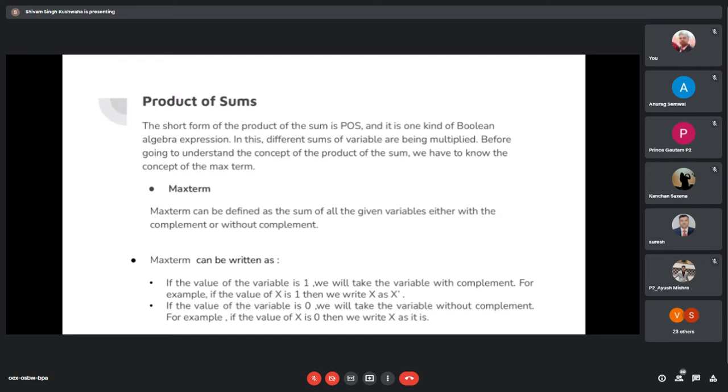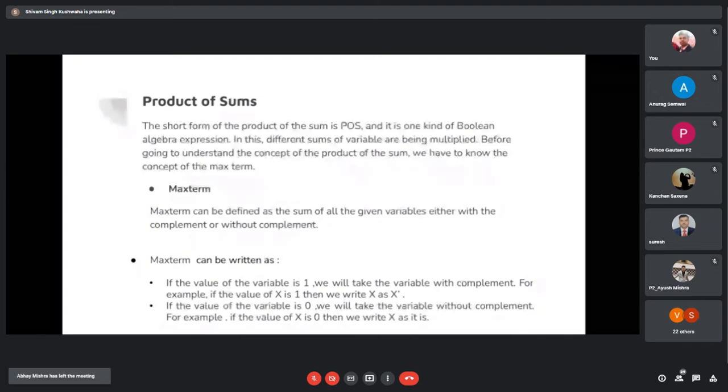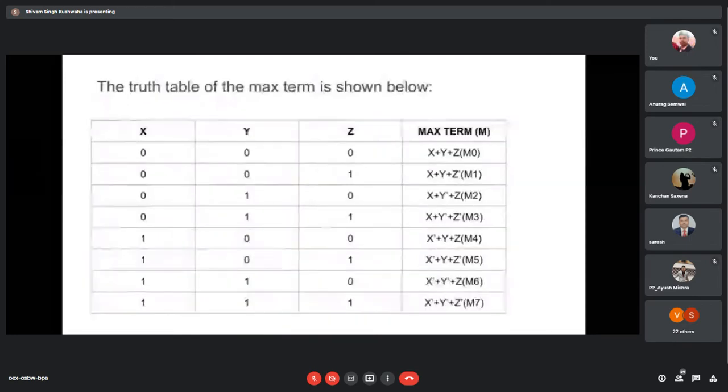A max term can be written as follows: if the value of the variable is 1, we will take the variable with complement. For example, if the value of x is 1, then we'll write x as x complement, and if the value of the variable is 0, we write it without complement. For example, if the value of x is 0, we'll write x as it is. Now, here is the truth table for max terms. In the first row, we have x 0, y 0, z 0. So the max term we can write as x + y + z, which is capital M0.